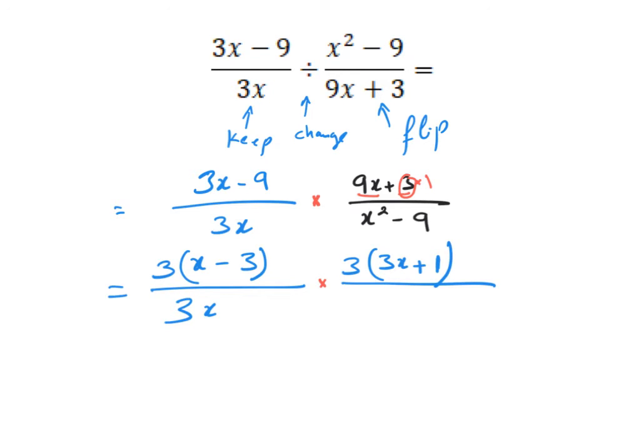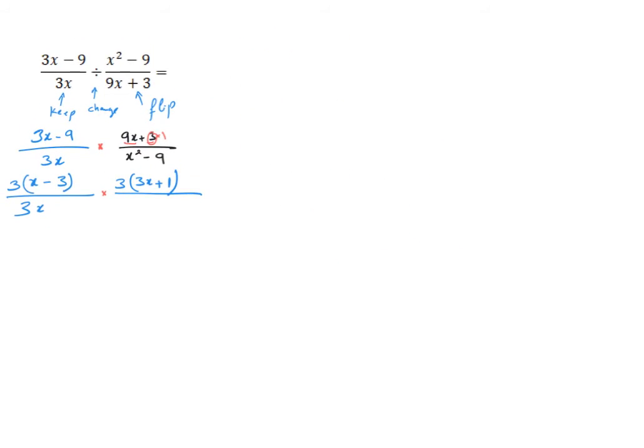I got x squared minus 9. Now that's called a perfect square. Let me just remind you about this property of a perfect square. If I have a squared minus b squared, that will be a minus b times a plus b, right? And I have here x squared minus 9. We know 9 is a perfect square, which is 3 squared.